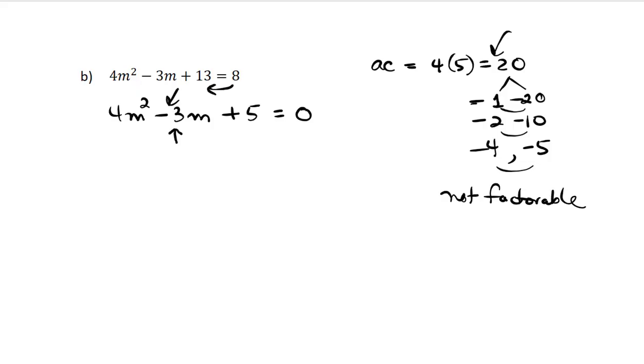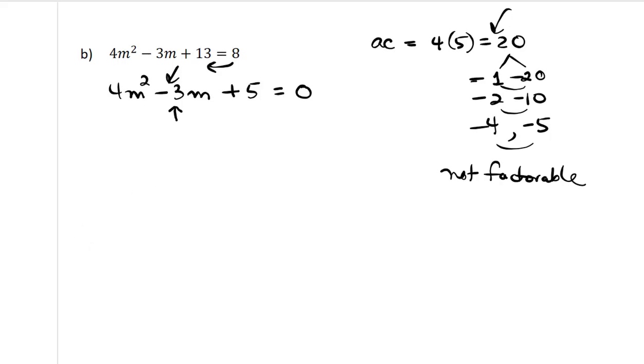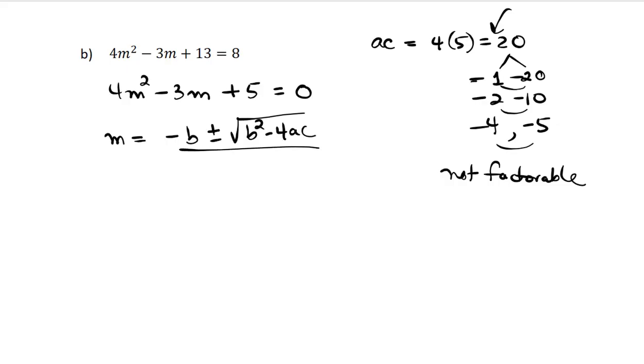So if it's not factorable, we turn to either completing the square or using the quadratic formula. For this problem, I'm going to use the quadratic formula. So m equals, the formula states the solution to a quadratic equation is -b plus or minus the square root of b squared minus 4ac all over 2a. So here's our leading coefficient, 4, which is a, and our linear coefficient, -3, is b. And then the constant here is 5. Again, this has to be written in standard form.